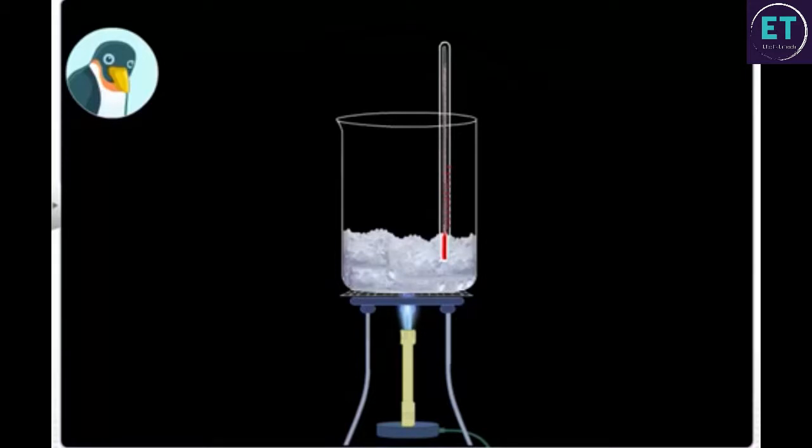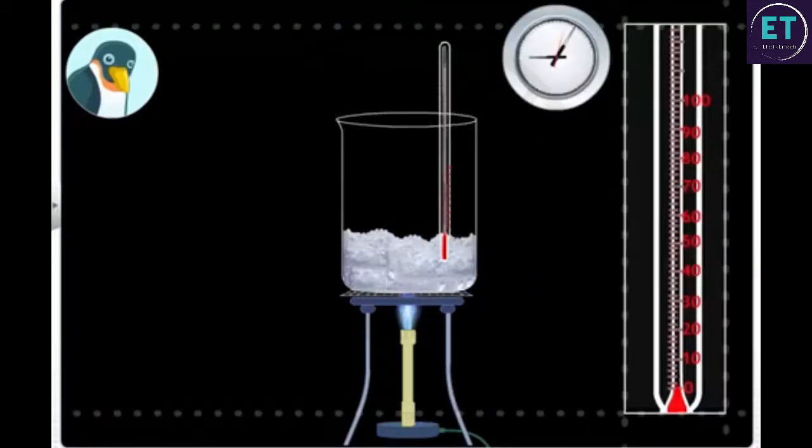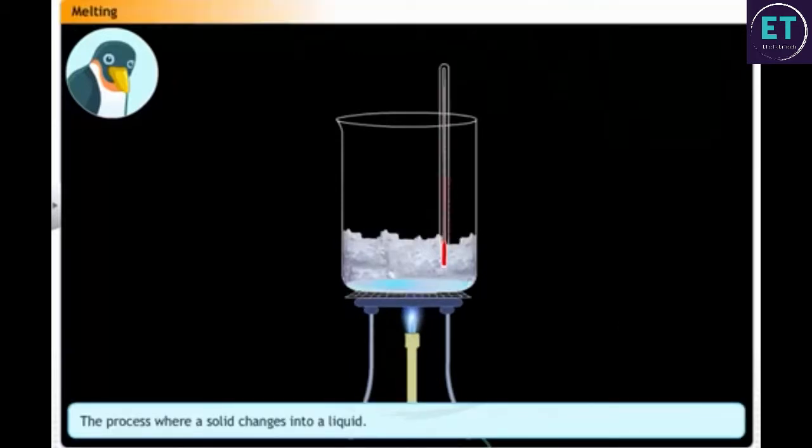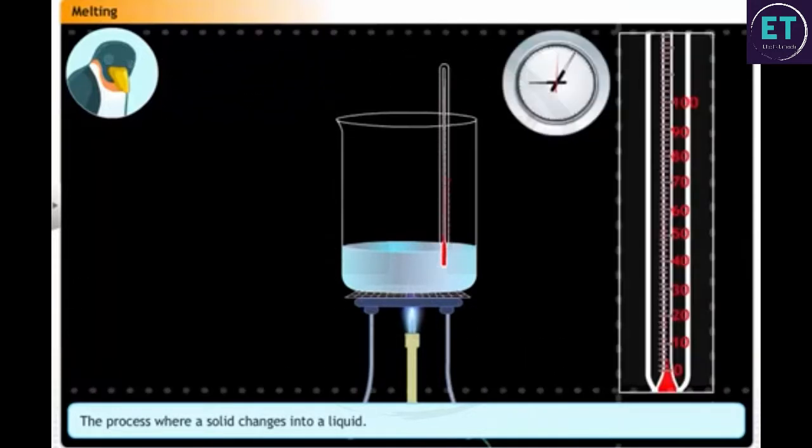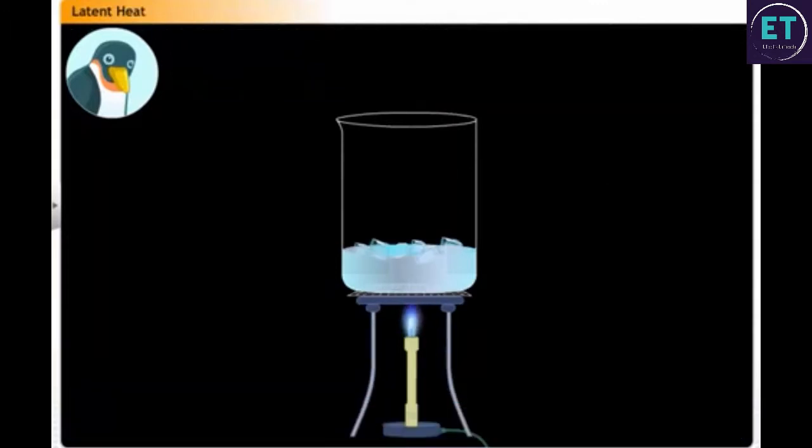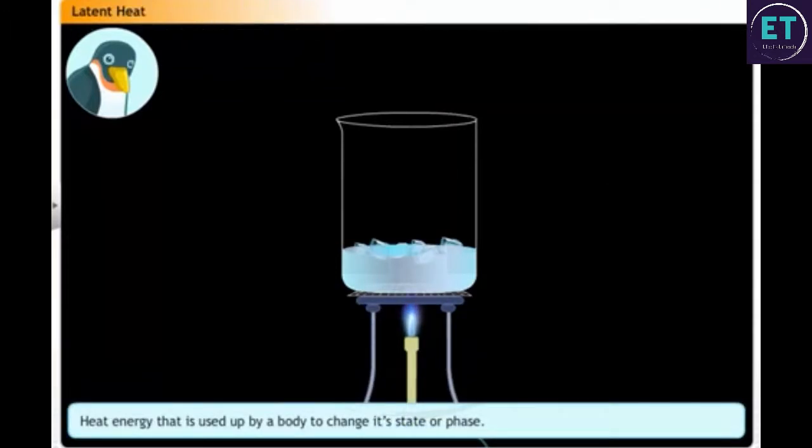Remember to note down the reading of the thermometer every half minute. Observe that the temperature shown by the thermometer remains at 0 degrees centigrade till all the ice melts. After that, the thermometer shows a rise in temperature. Why is that? Heat energy is used up in changing the state of matter.